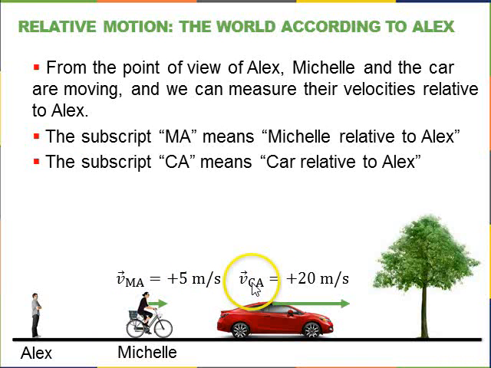VCA means the velocity of the car relative to Alex is plus 20 meters per second. And I guess VTA would mean the velocity of the tree relative to Alex. It's way over here, but it's not moving, so VTA equals 0. So that's the world according to Alex.